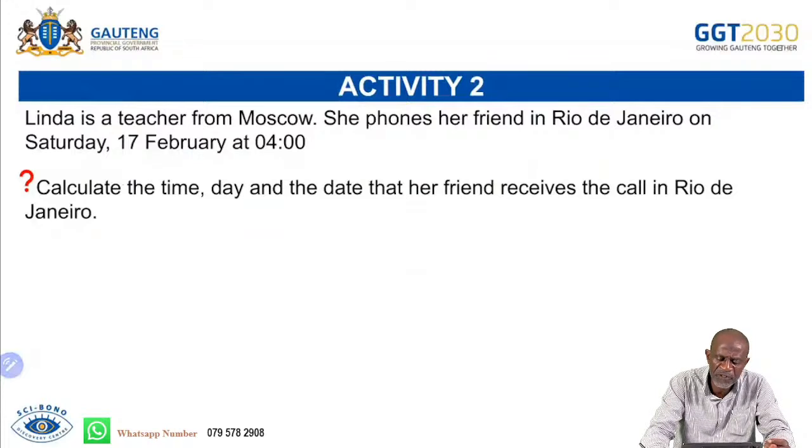Linda is a teacher from Moscow. She phones a friend in Rio de Janeiro on Saturday, the 17th of February at 04:00. That is the correct way of writing time. Calculate the time, day, and the date that her friend received the call in Rio de Janeiro.